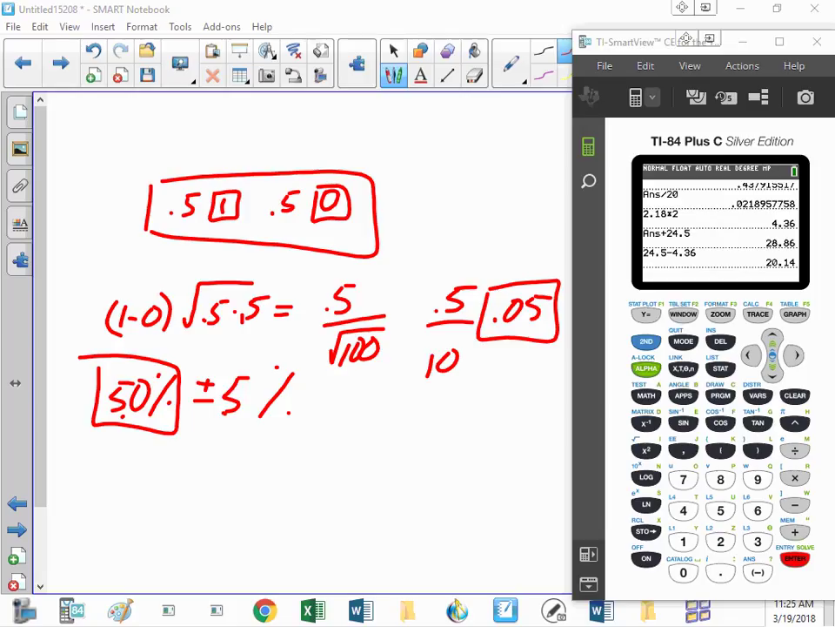SD is 5. Now my SE for the percentage is going to be 5 divided by the square root of 1,000. Somebody do that. Tell me what you get. The square root of 1,000. What is it?